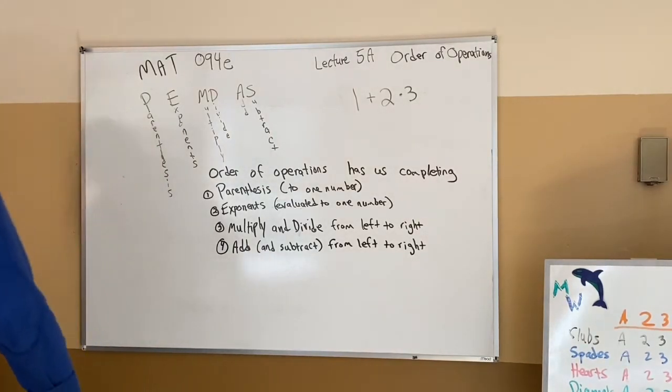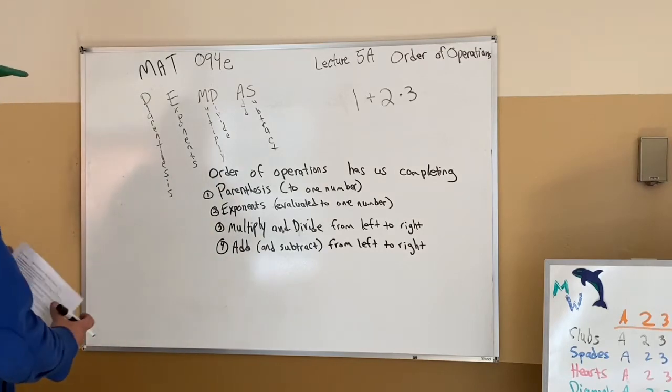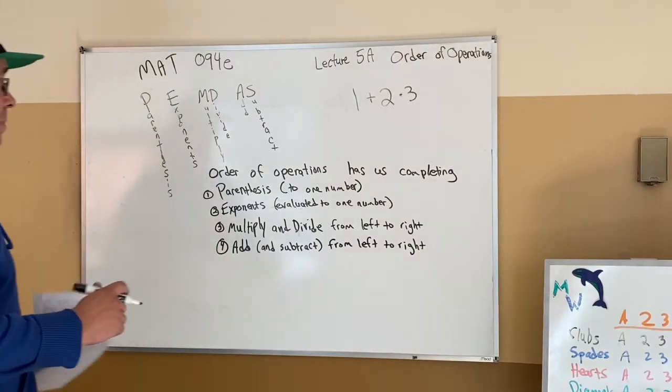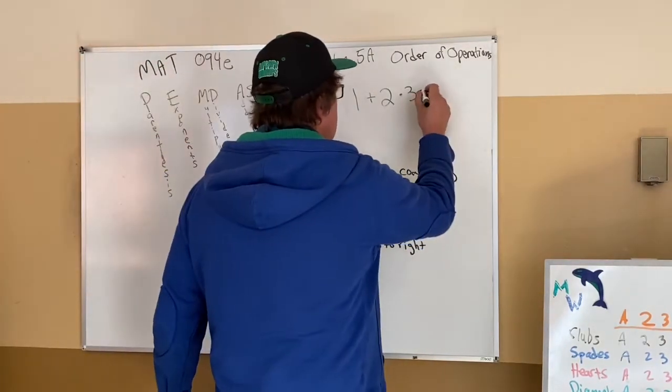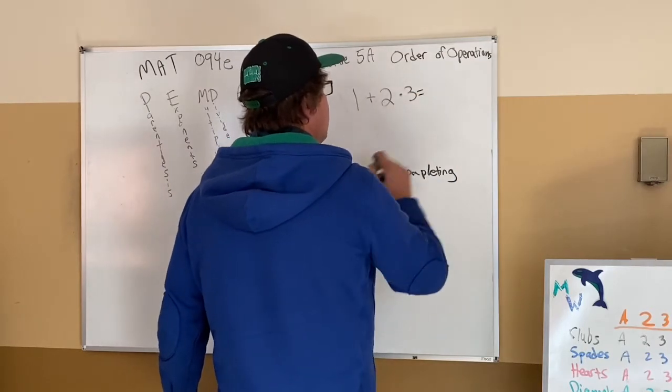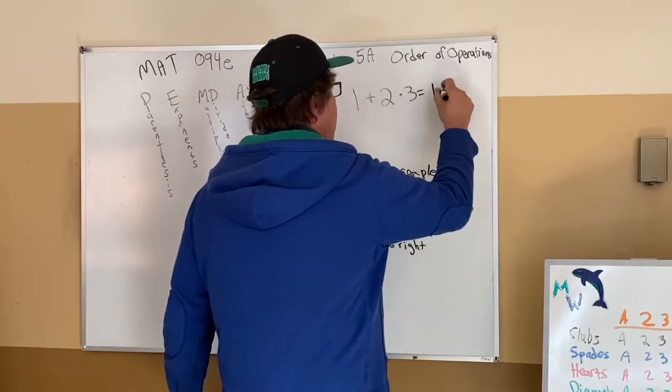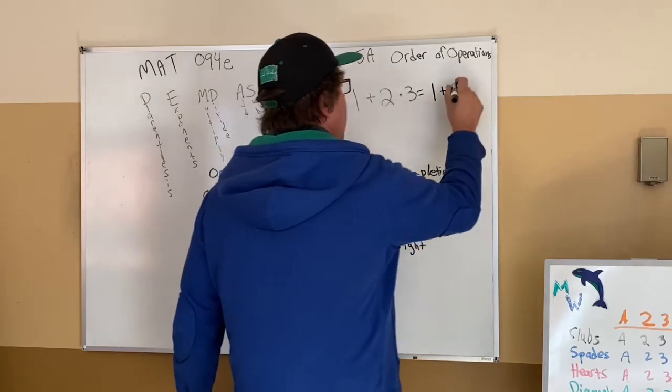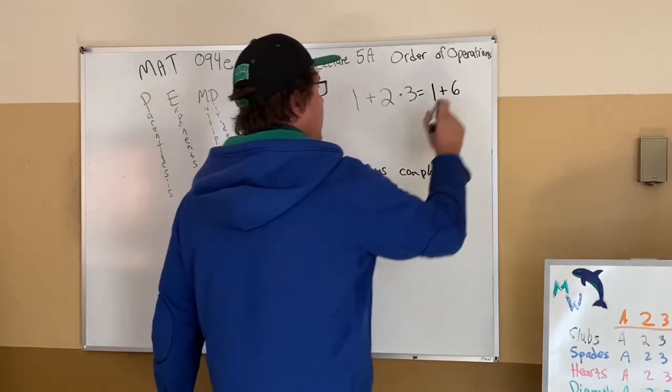Now, there are a few things we need to know about order of operations that aren't just covered by PEMDAS. What happens when I see 1 plus 2 times 3, I take my 1 and I leave it alone because I need to do the multiplying before I can come back and do the adding.